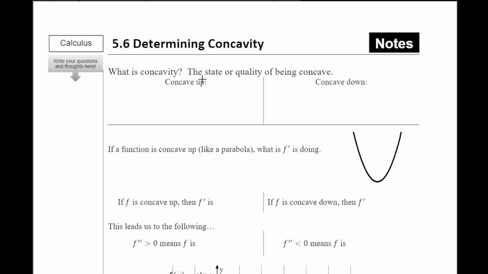What is concavity? Concave up is if you have a function that is a U-shape. Concave down is if you have a function that's an upside down U-shape. We would say this here is concave down, and we would say this right here is concave up.